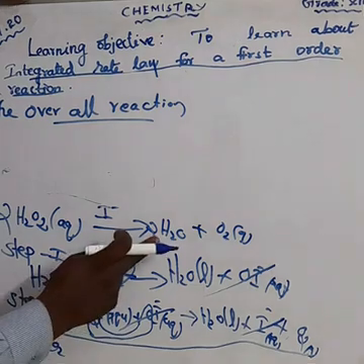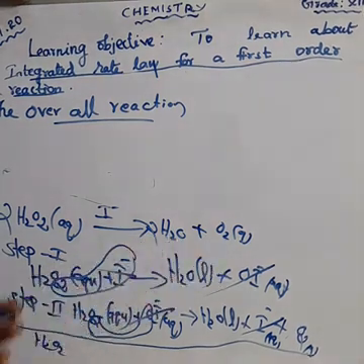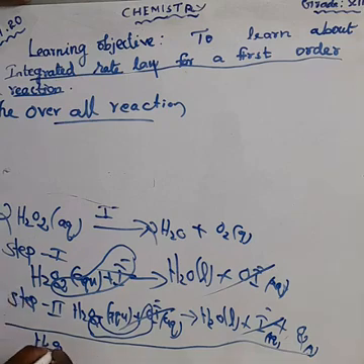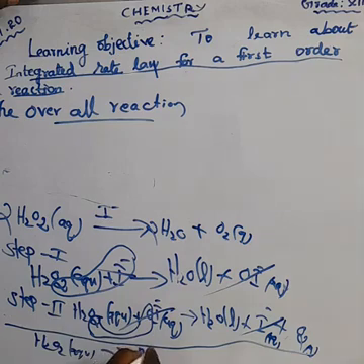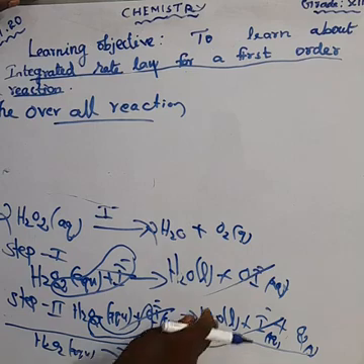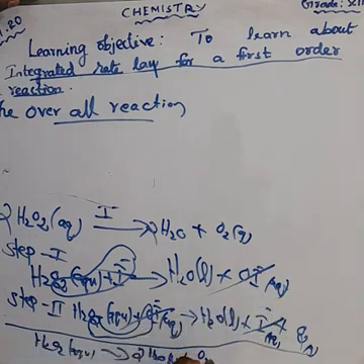Next, we have water and oxygen, which we cannot cancel. H2O2, aqueous, gives... how much water is there? Two water, so it's right. Two water in liquid state plus one oxygen, O2 gas.